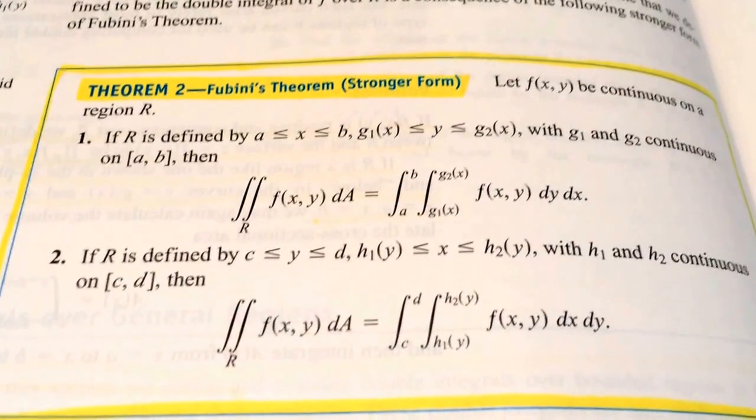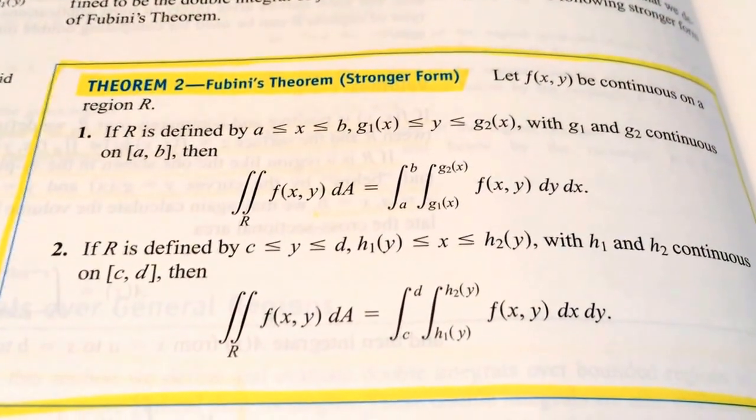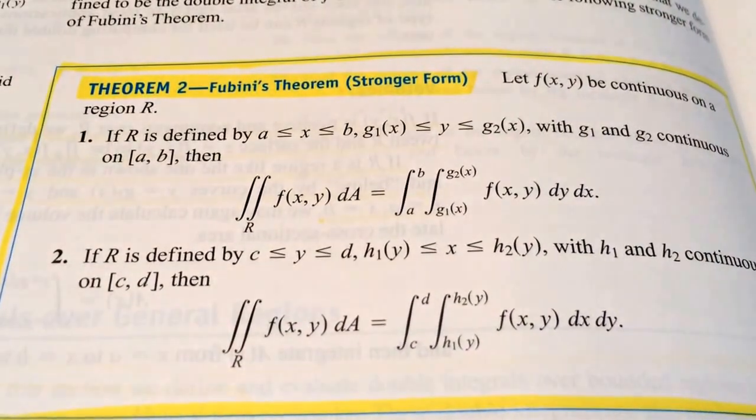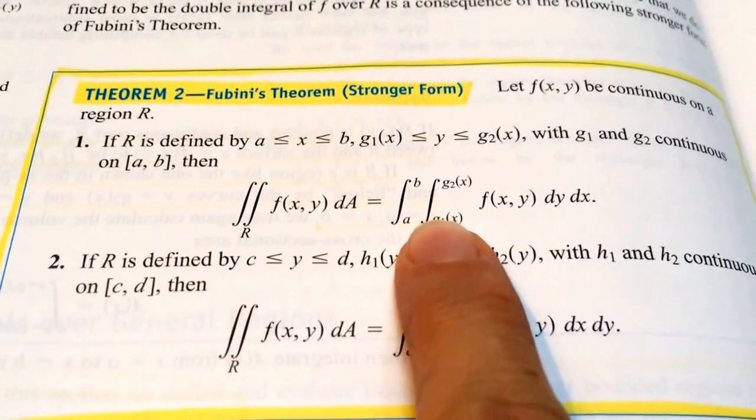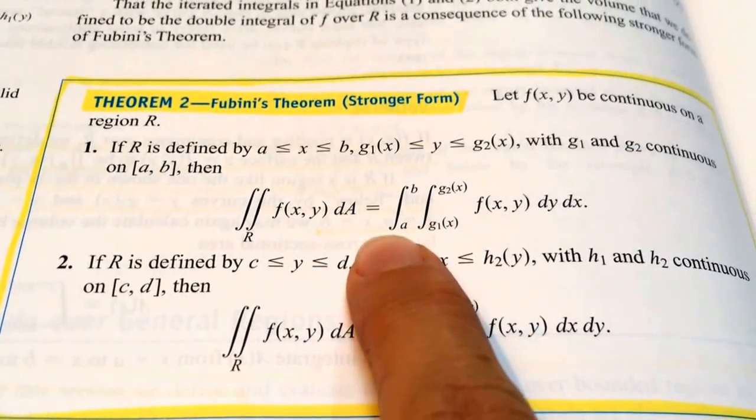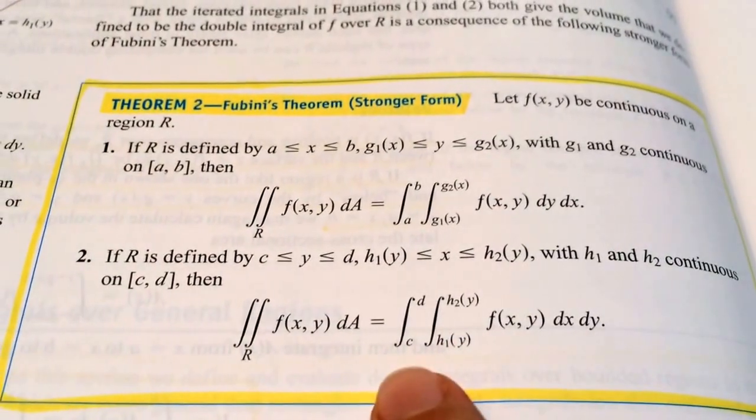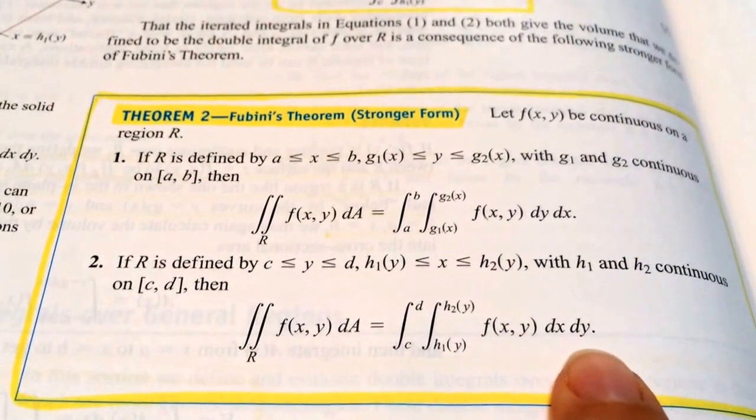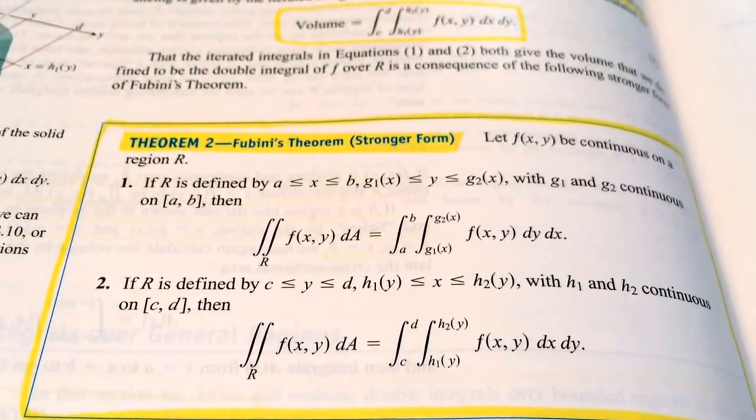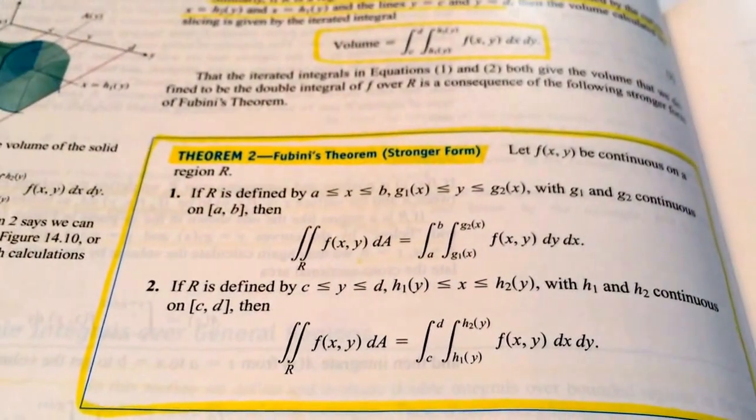Okay, so this is page 770. And again, the function has to be continuous over your region. You have two situations here: either y can be between two functions of x and x between numbers, or x can be between two functions of y and y between two numbers. So you can do either y first and then x, or x first and then y, but when you swap them, they don't stay the same. They change, they're different. And that's what we're going to be looking at in this section.